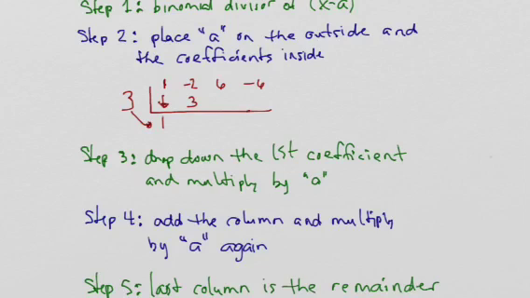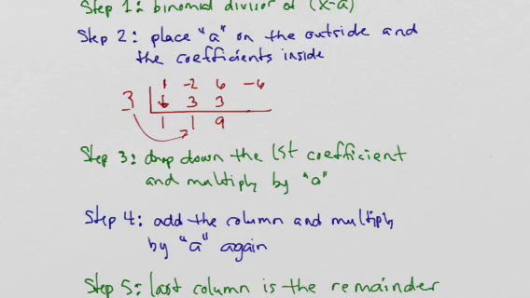Step 4. Add this column, and then multiply by a again. So I add the column. Negative 2 plus 3 makes 1. Now I'm going to multiply that times a. So 3 times 1 is 3, and it goes in the next column. Now I add that column. 6 plus 3 is 9.